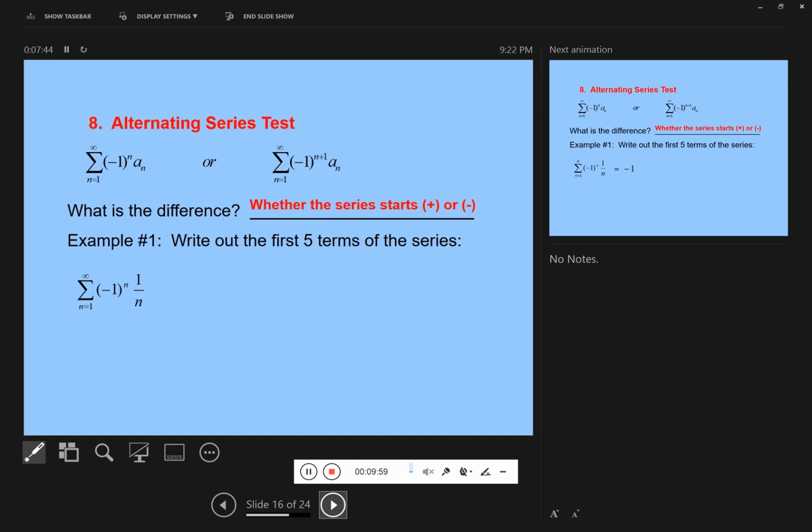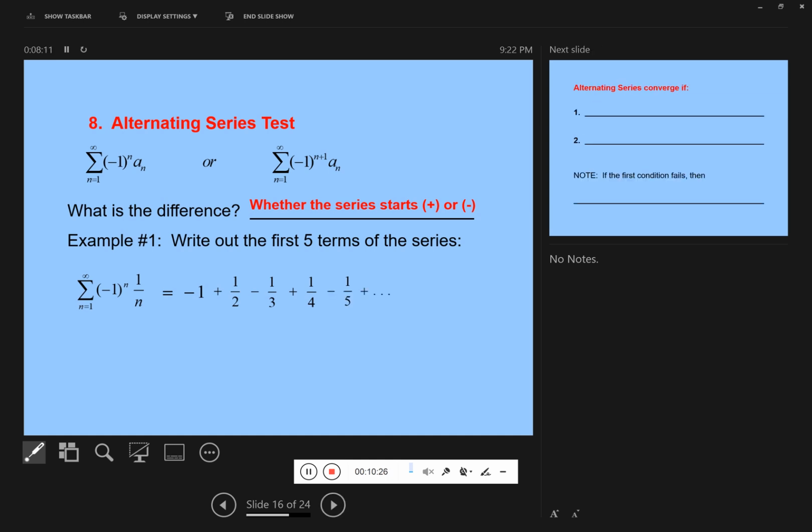Okay, so if you look at my first example, I just want you to think through what these would look like. Let's write out the first five terms. So if n equals 1, then we're going to have negative 1, right? Because you got negative 1 to the first, 1 over 1. But if n equals 2, it's going to be a positive, and then you have 1 half. If n equals 3, you know it's going to be a negative 1/3. If n equals 4, it's back to positive, and then 1 over 4. And if n equals 5, it's back to negative, and then you have your 1/5, and we could keep going however. But you see in this case, they started with a negative, and then they just alternated.